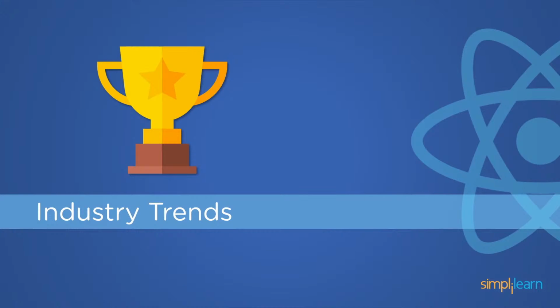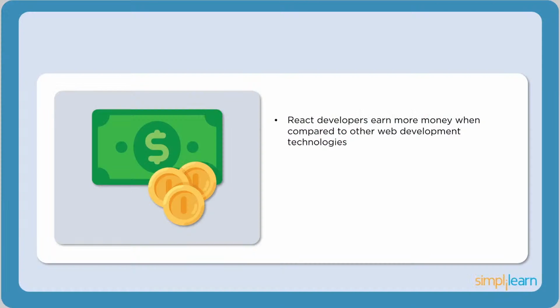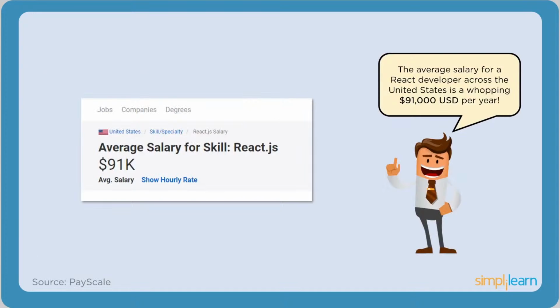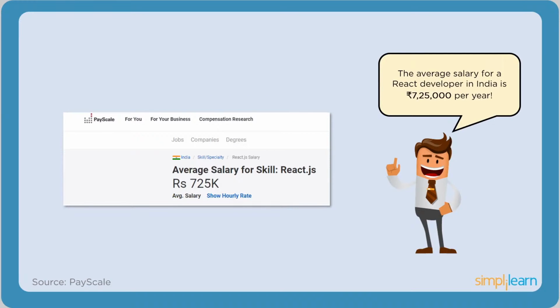Finally, let's go through the impact of React on the IT industry and get insights into the salaries of React developers. Statistics show that React developers earn way more than other web developers. According to PayScale, the average salary for a React developer in the United States is a whopping $91,000. The average salary for a React developer in India is 7.25 lakhs per annum.